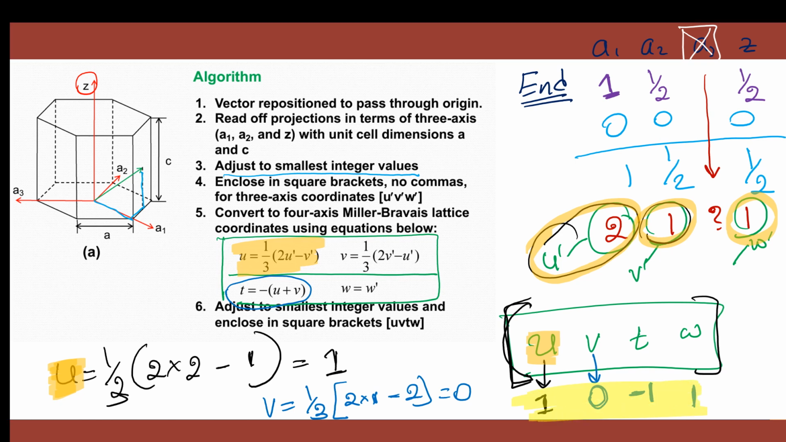Does anyone have any issues with finding U, V, T and W? How do we put them in the brackets now? You follow the same things that I have told you before. You put square brackets, 1, 0, with the negative sign at the top of the number, and this will be our answer. This is this line here. Are we good? Any question?